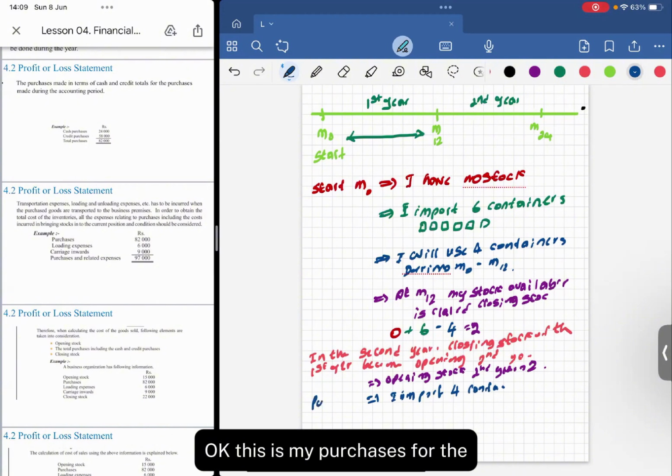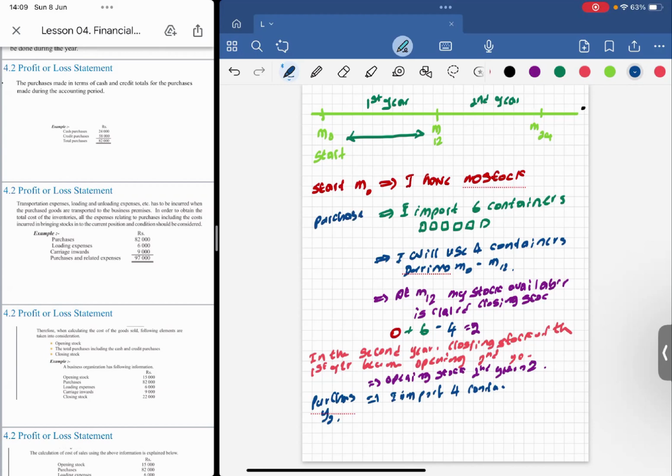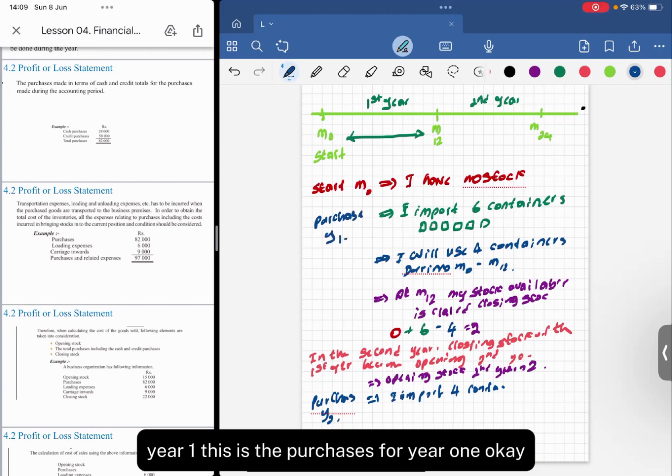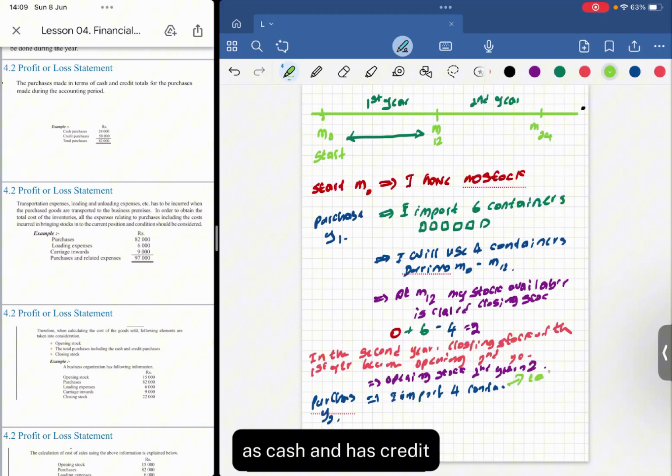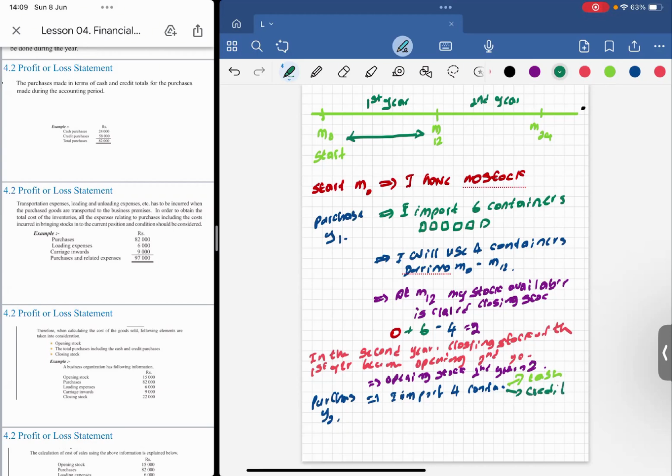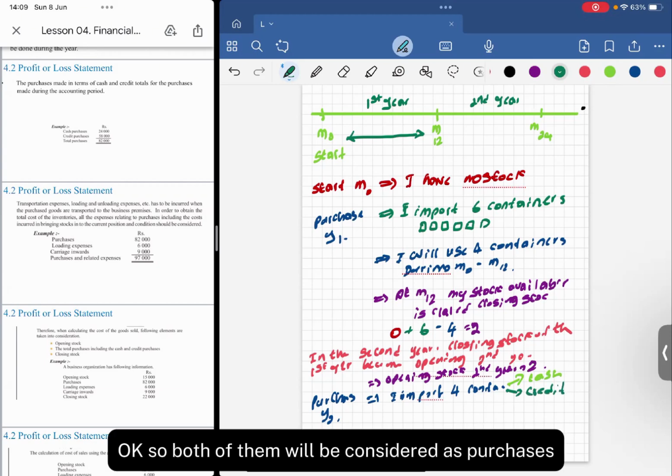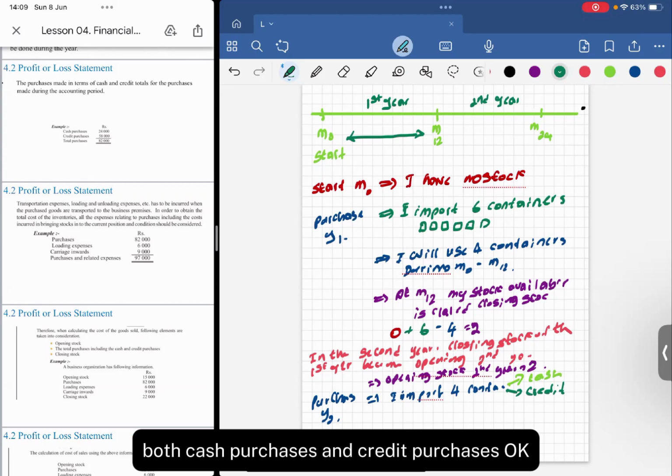This is my purchases for year 2. These 4 containers I can import as cash or as credit, and both of them will be considered as purchases, both cash purchases and credit purchases.